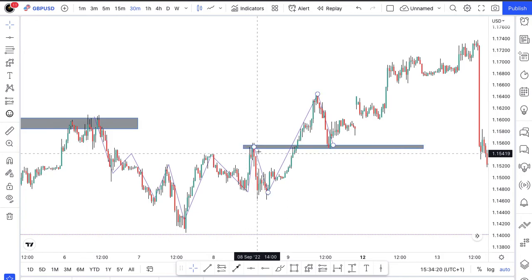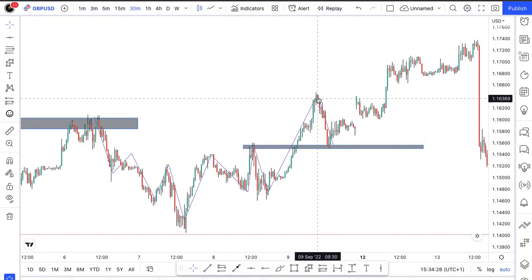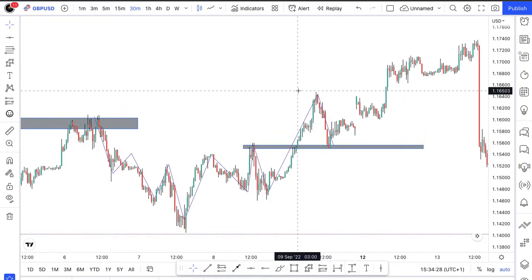Remember, this is the resistance that was broken. So you are currently waiting for what? For price to get here. See what happened? It got up to this point. You have nothing to worry about.